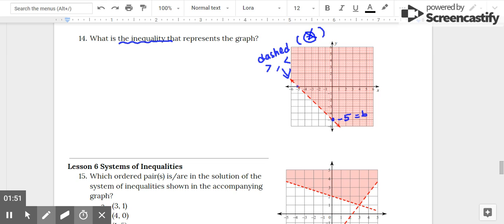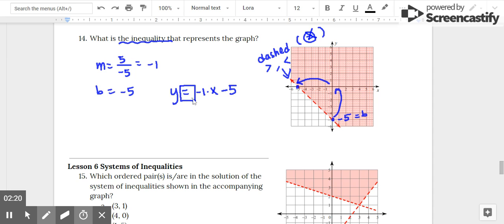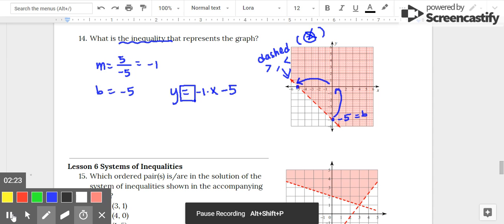And what's the slope? The slope is going up by 5, going to the left by 5. So negative 1. And the y-intercept is negative 5. So I'm going to put y equals negative 1x minus 5. But as you see, this is an inequality, right? So we need to decide this inequality symbol, and we're going to use the testing point (0, 0).